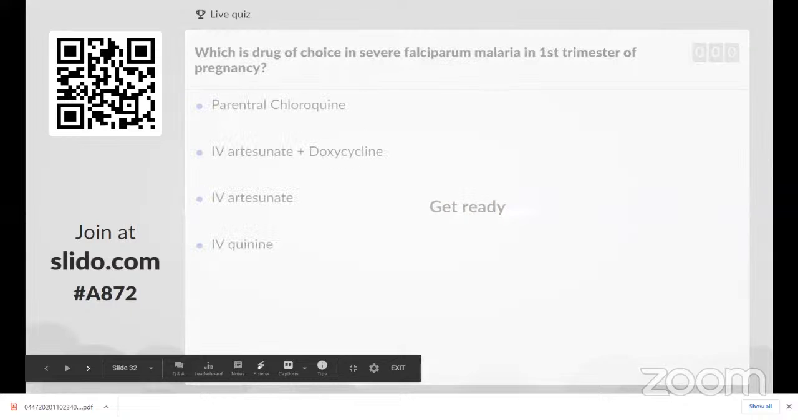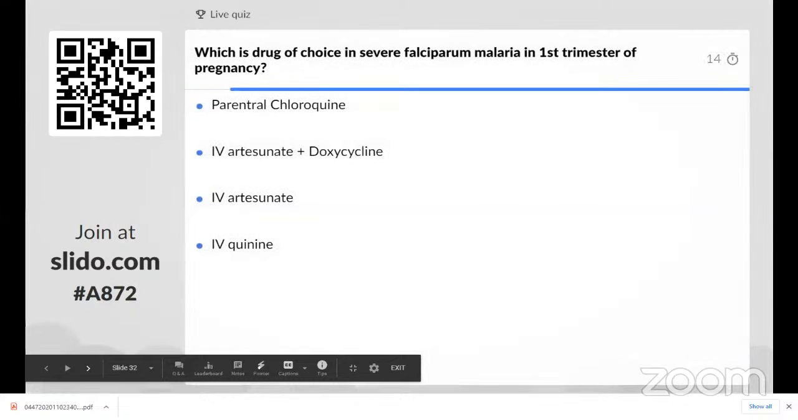Okay, one more question on malaria. Which is a drug of choice in severe falciparum malaria in the first trimester of pregnancy? Is it parenteral chloroquine? Is it IV artesunate with doxycycline? Is it only IV artesunate, or is it IV quinine? Please vote.